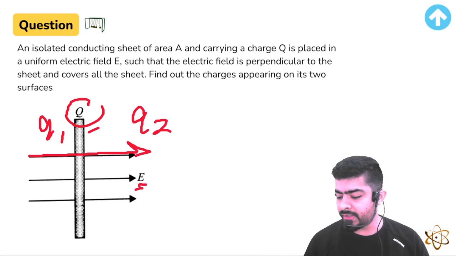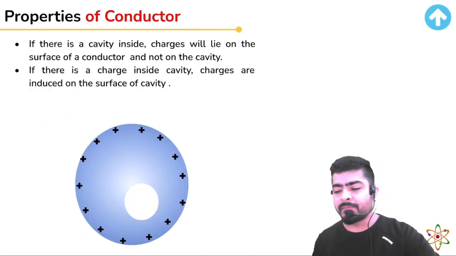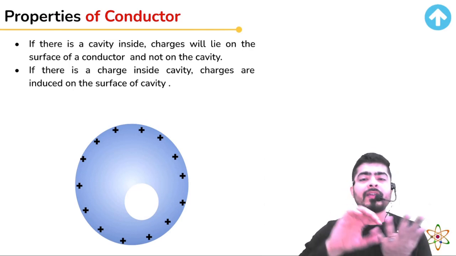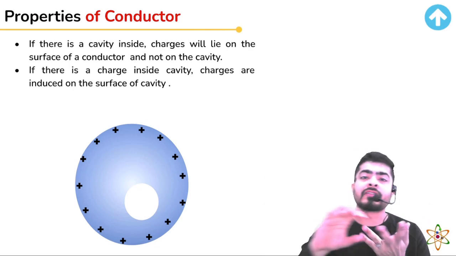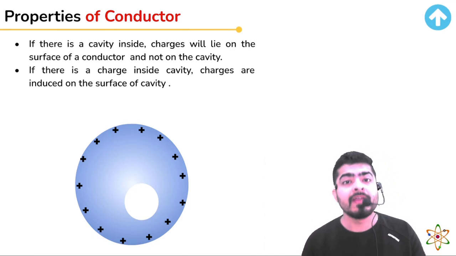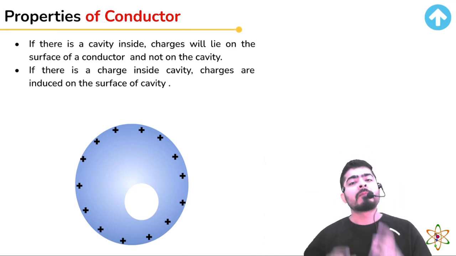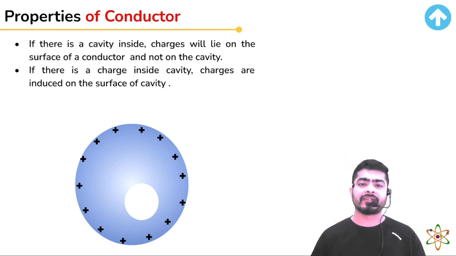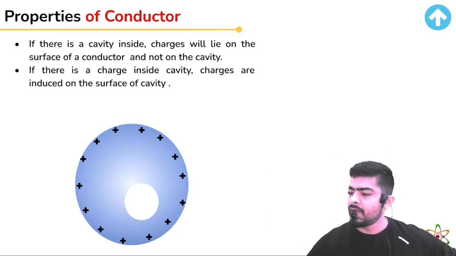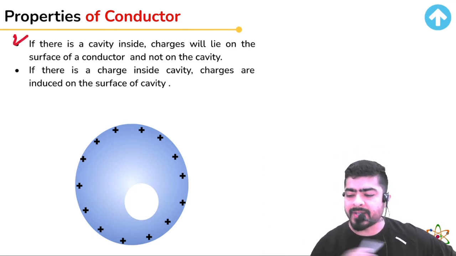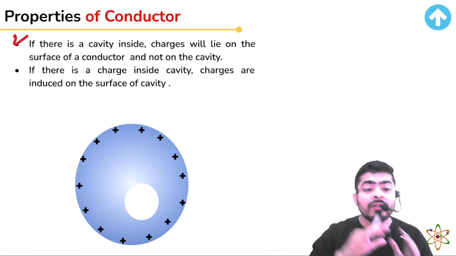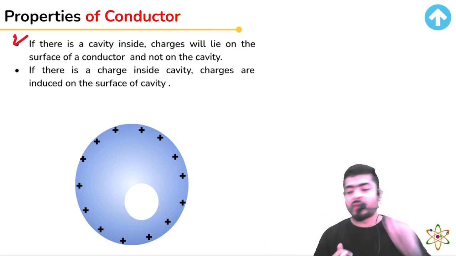So let's continue further. Let's look at some more properties of conductors. Basic properties you already know. Field on the surface is sigma by epsilon naught. Field on the surface is perpendicular to the conductor. Inside the conductor, field is zero. But what happens when we have a cavity inside the conductor? So what is the first point telling you? If there's a cavity inside, charges will lie on the surface of the conductor and not the cavity.